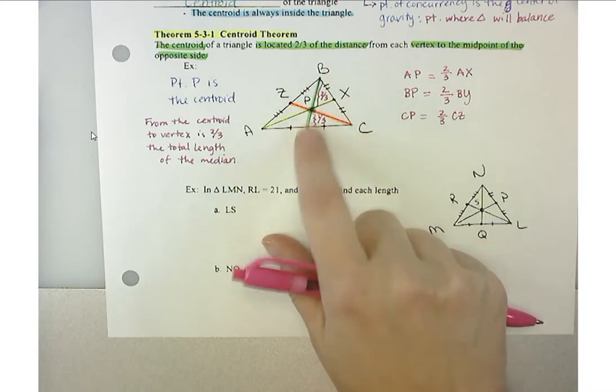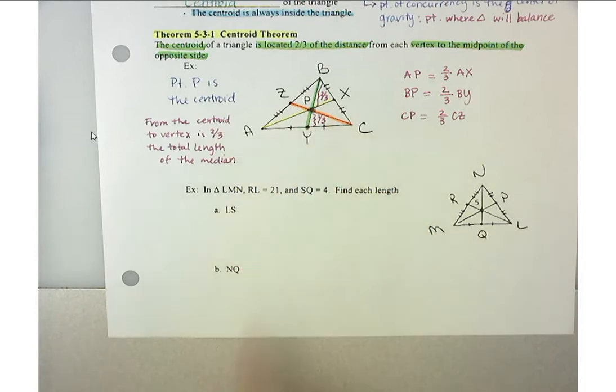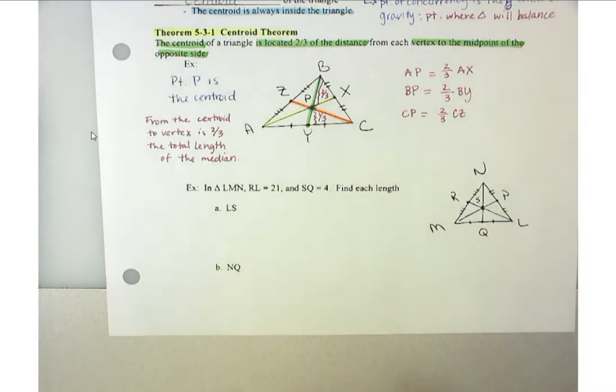From the centroid to the rest of the length to the midpoint will always be 1/3. We just don't know, in this case, 1/3 of what. So that's what our next example is going to investigate.